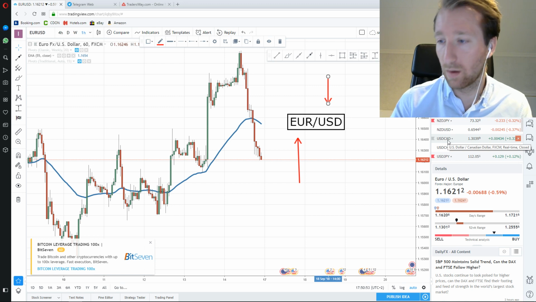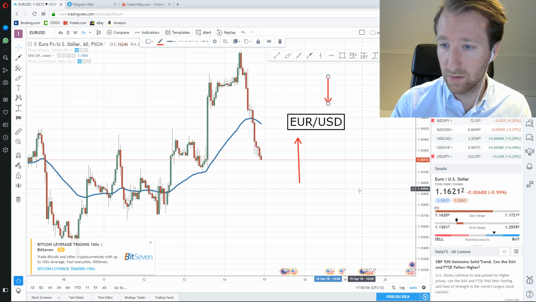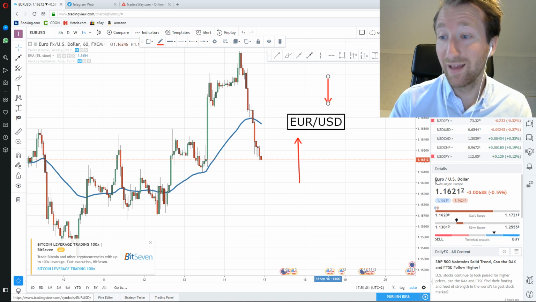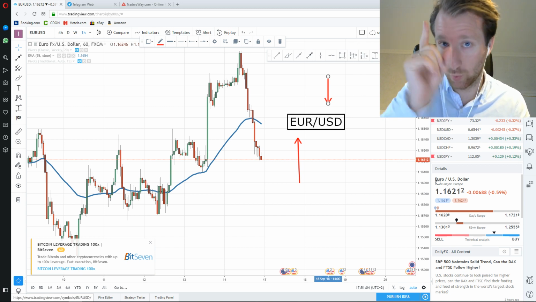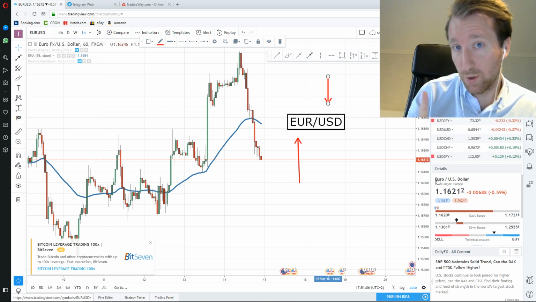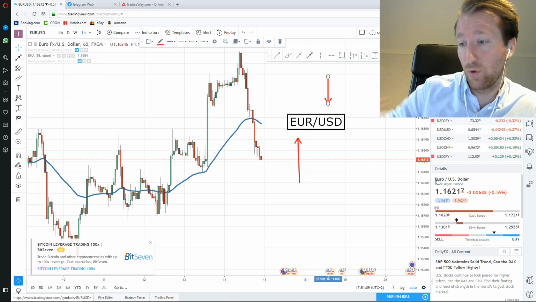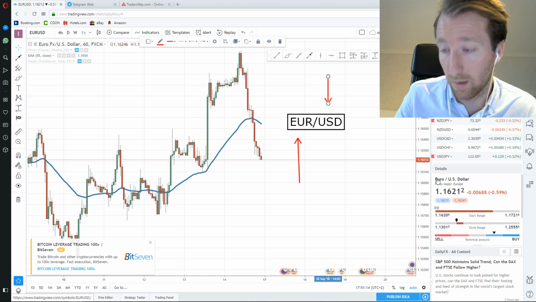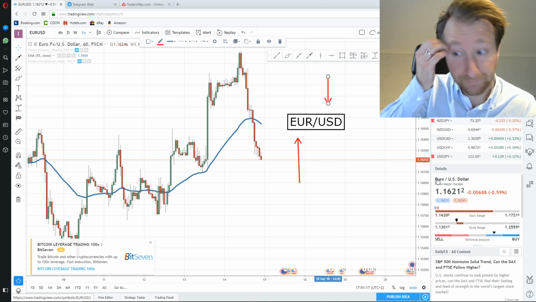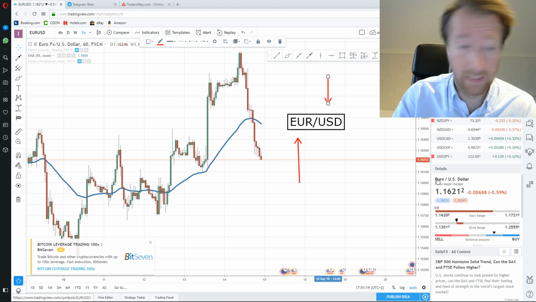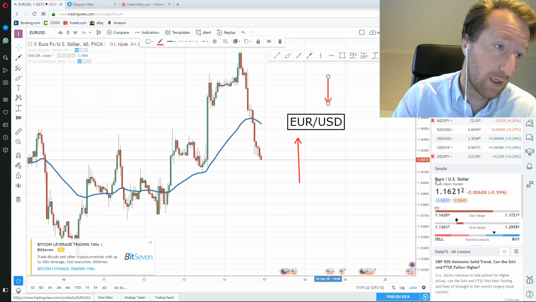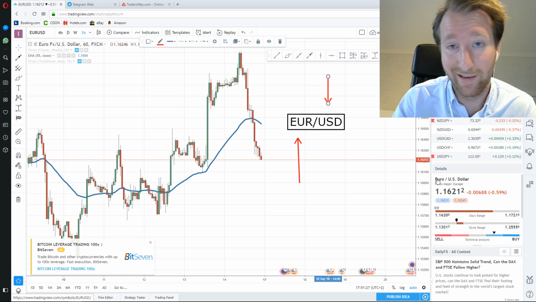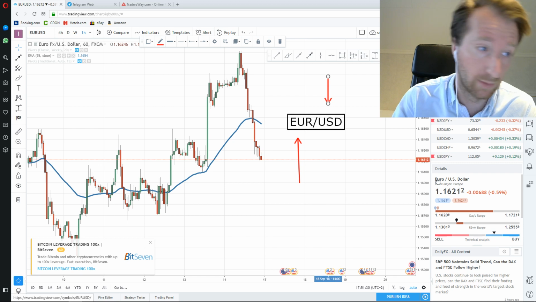So how does this go? How do you know the value of a currency? Since the euro is on the left side here, that's standardized to 1. So to get 1 euro, you have to have 1.1621 American dollars. And if you want to buy the euro USD, you need fundamentals showing that the euro is going up and the dollar is going down.